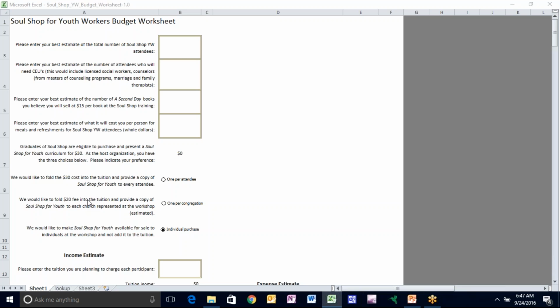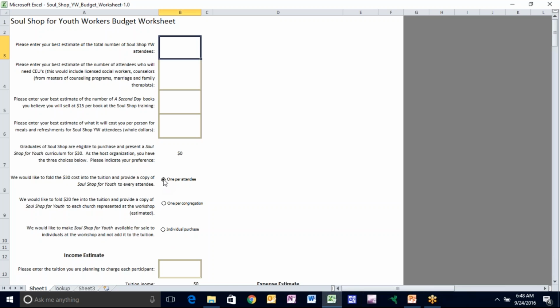Now that can be handled in different ways. The first is, and you've got some radio buttons here, you can make that a matter of individual purchase. So during a break over lunch, or at the end of the day, folks can purchase at the back of the room, usually at a table. We have these for sale for $30, and you can just make that an individual purchase.